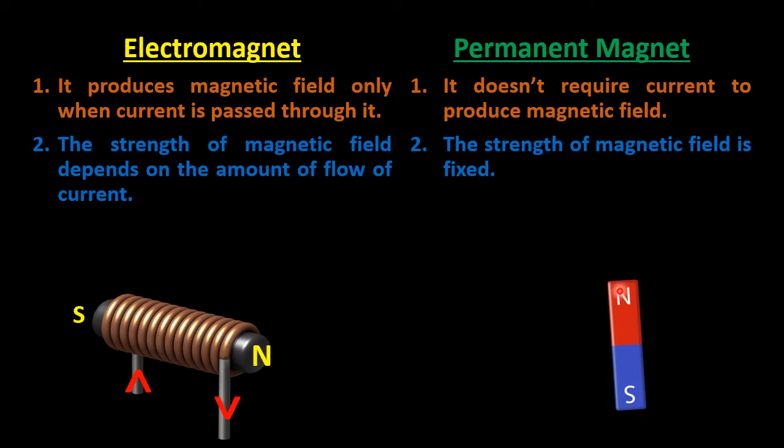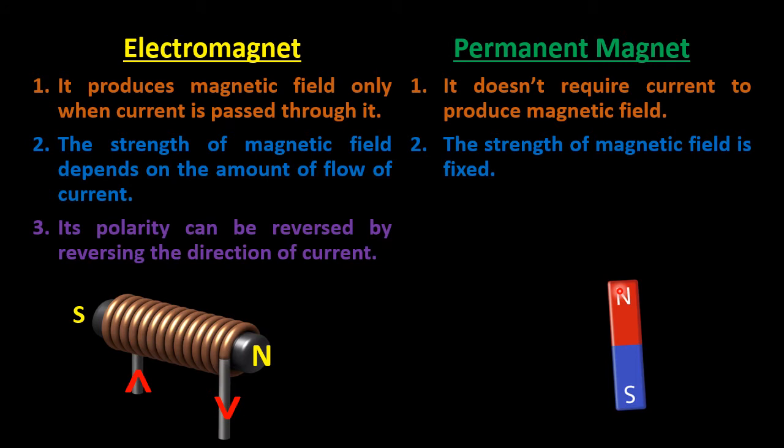So it remains fixed. The third point about the electromagnet is that its polarity can be reversed by reversing the direction of flow of current. This I have already explained just before. So we can reverse this north polarity and south polarity by reversing the direction of flow of current. But in a permanent magnet, the polarity cannot be reversed. This north pole and south pole cannot be changed. So these are the three basic differences between the electromagnet and permanent magnet.